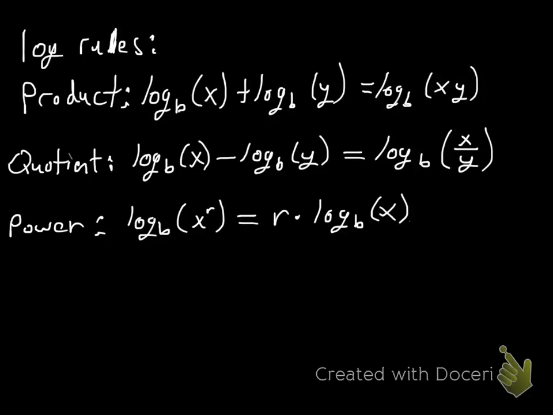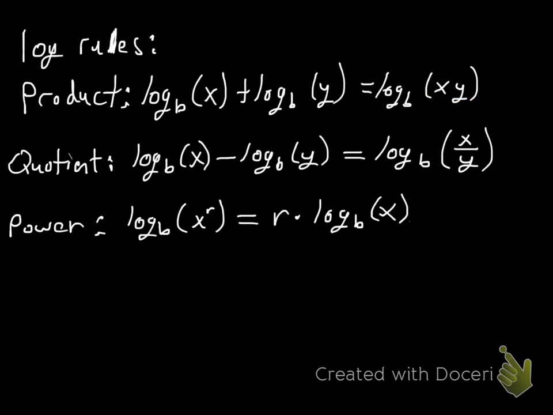Alright, we're going to look at the three logging rules that we're going to use to condense into a single logarithm and expand into multiple logarithms. So these are actually related to exponent rules. The product rule: when I multiply like bases, I add the exponents. So logarithms are exponents. Here I am adding my exponents. So if I have log of a product, xy, the implied operation there is multiplication, I can break it up into a sum of two individual logs.